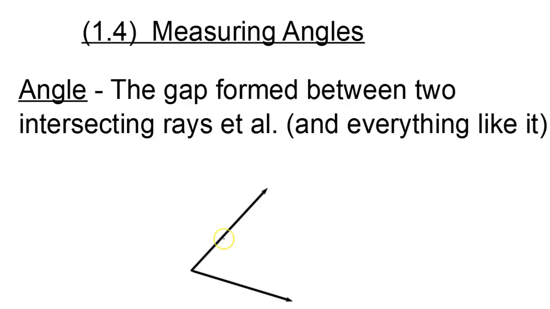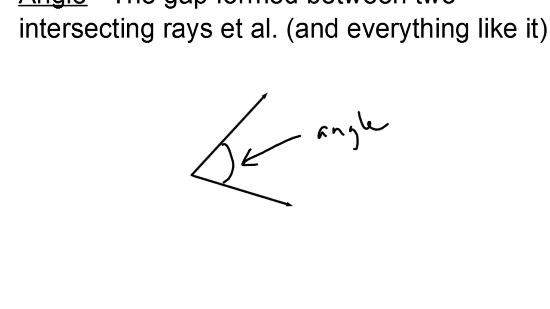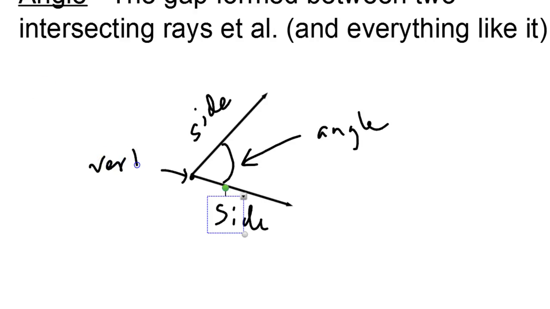I have two rays here, as you can see, that are intersecting at this point. This gap right here, this gap right there, this is your angle. Okay? Now, every ray is made up of two sides, right? So this is a side right here. This is a side right here. And then the point where the two rays intersect, this point is called the vertex of the angle.